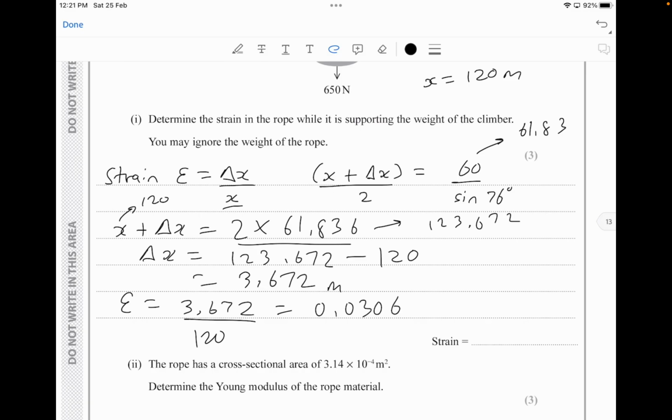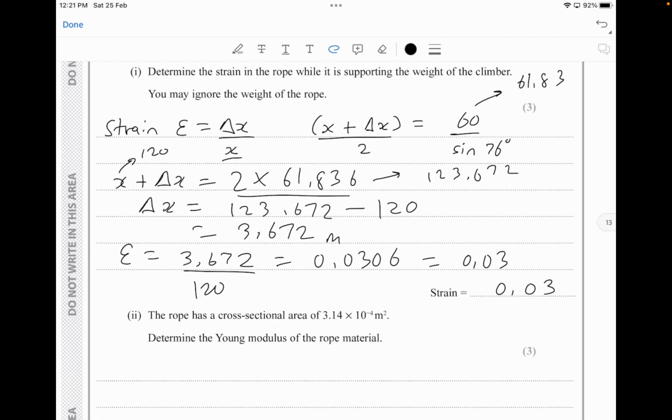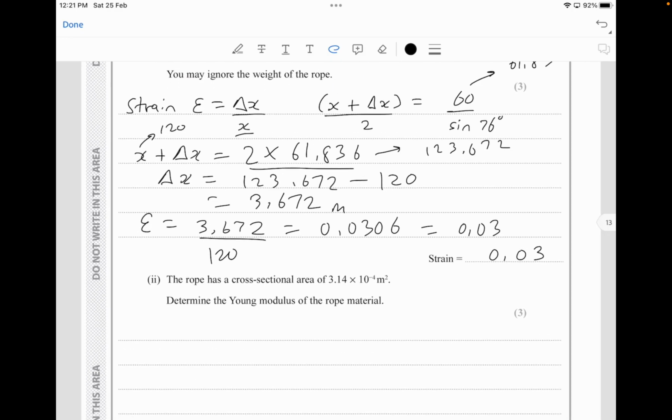0.0306. And strain, remember that strain has no units, so you just leave it as it is, or you can leave it as a percentage. So in this case, we're just going to leave it as 0.03. So 0.03. This is going to be answer for about 3 marks, or you could leave it as 3%. So it's alright. It depends on your choice for solving this question and giving its units, either in decimal form or in percentage. Okay, let's move on to the next question.